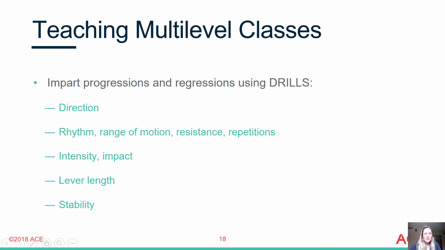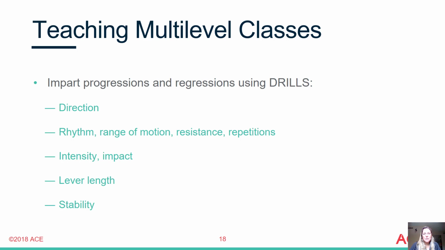Lever length is another one. Your arms and your legs are considered levers. So if you have straight arms, that's going to create a longer lever, which is going to add more resistance. Versus if you bend your elbows, that creates a shorter lever and less resistance.